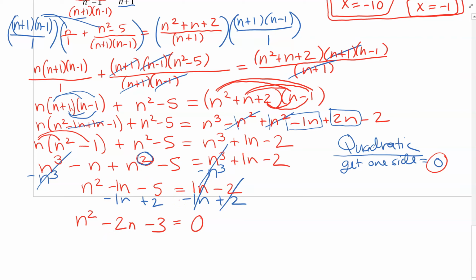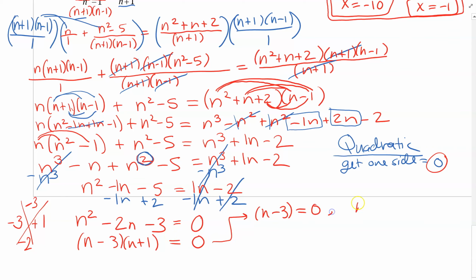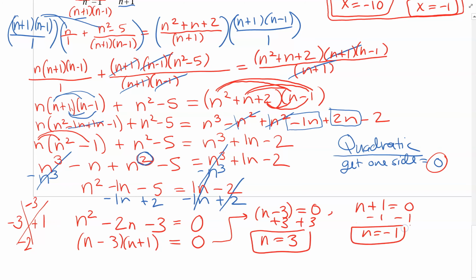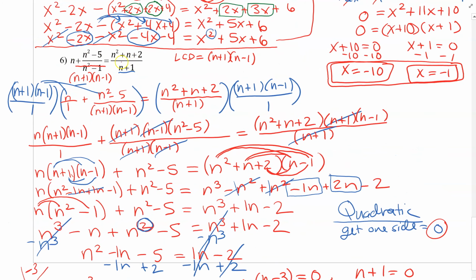So good news, I think this one will factor too, because if I need two numbers to multiply to negative 3 and then add to negative 2, I could use negative 3 and positive 1. So n minus 3, n plus 1, multiply those together. They're equaling 0. So then I just take each one of those separately and set them equal to 0, and then solve for n. So I get one answer of 3, and then the other answer of negative 1, except, look at this first fraction up here.